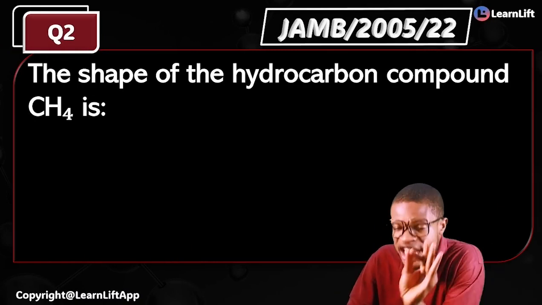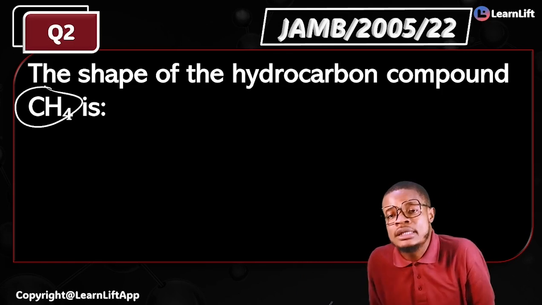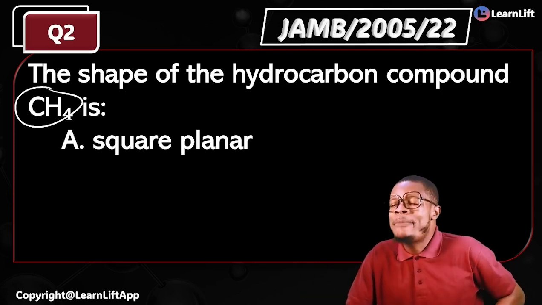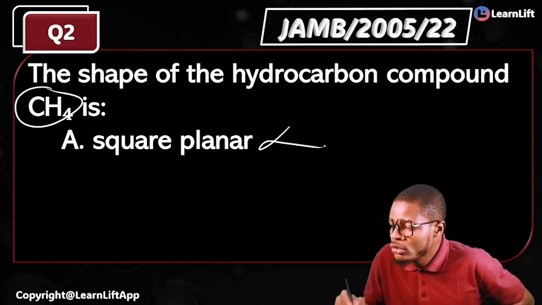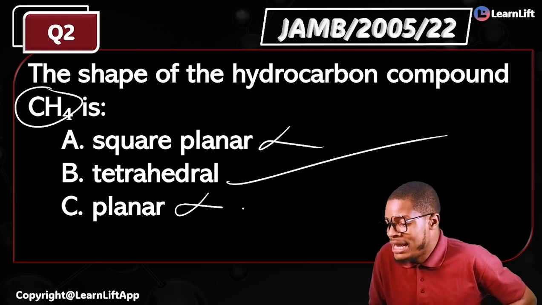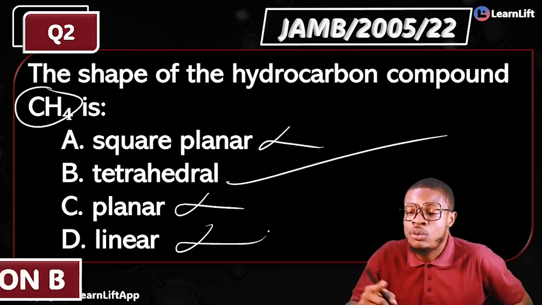The question says the shape of the hydrocarbon CH4. Is CH4 not methane? Whether methane or alkanes as a whole, what's their shape? Is it square planar? No. Or is it tetrahedral, correct? Or is it planar, or linear? What is the answer? It is tetrahedral. Option B is the answer.